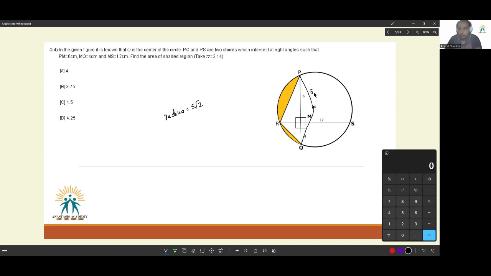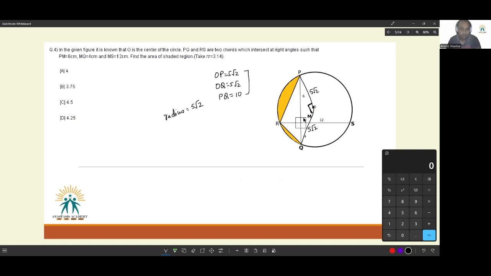OP is 5 root 2 because it is the radius. OQ is 5 root 2 because it is the radius. And PQ is 10. The ratio of sides is 1:1:root 2, which means the central angle here is 90 degrees.